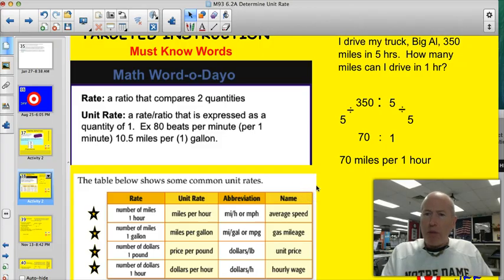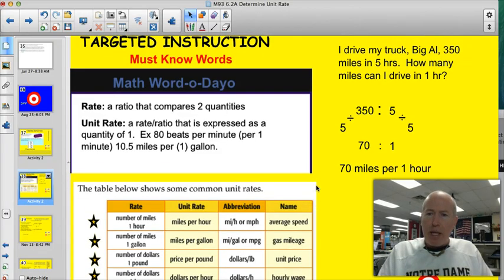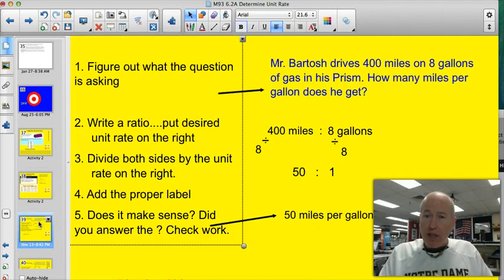Let's try a simple problem together. I drive my truck Big Al 350 miles in 5 hours. How many miles can I drive in 1 hour? Well, if I drive 350 miles in 5 hours and I divide both sides by 5, that'll give me the unit rate of 70 miles per 1 hour, or 70 miles per hour. Okay? That's what we're going to work through tonight. And I have a process, like I said, that I think will help you.